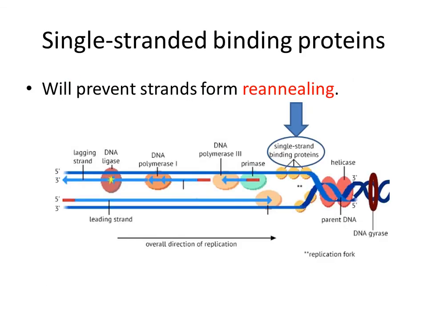So the next thing we are going to see is single-stranded binding proteins. Those will prevent the strands from reannealing. You can see the structures of single-stranded binding proteins. They are attached to the DNA segment and that will prevent the DNA from binding again.